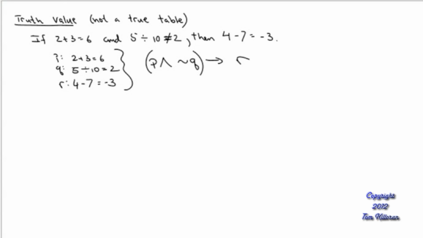Now what's different about this than the ones previous is I've set this up so you can tell me without a doubt, is 2 plus 3 equal to 6? No. That must be a false statement. So P is false. Is 5 divided by 10 equal to 2? No. You sure? Yes, I'm sure. You all paused there for a second, so I wasn't sure. That one is false. And 4 minus 7 is equal to negative 3. True. That one is true.